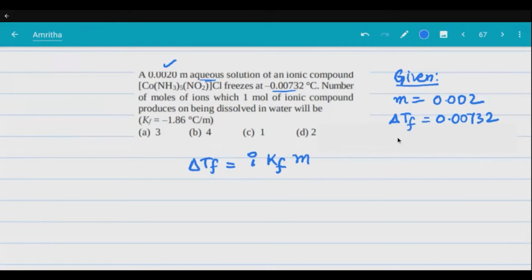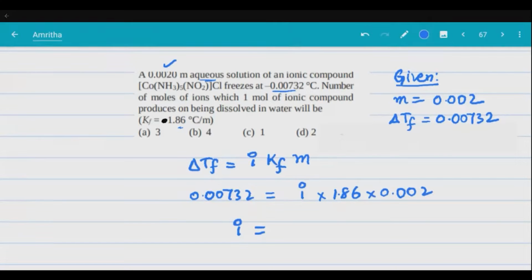Okay, the number of moles of ions we need to find per mole. So just substitute this. We need to find the i value. Kf is also given, Kf should be equal to 1.86. Don't worry about the minus sign, you cancel this. Kf can't be minus. So 0.00732 is equal to i into 1.86 into molality 0.002. Can you solve this and tell me what is the i value?